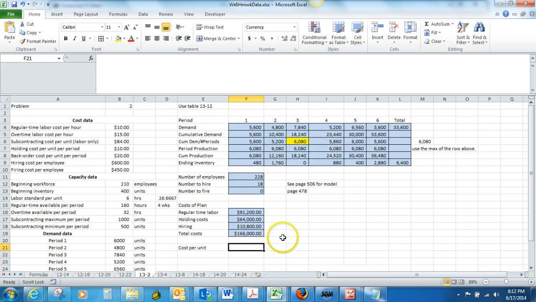And then we want to divide that out per unit. So 166, and we're going to divide that out by the number of units, which is our cumulative production of 36,480. And that gives us a cost of $4.55 per unit.